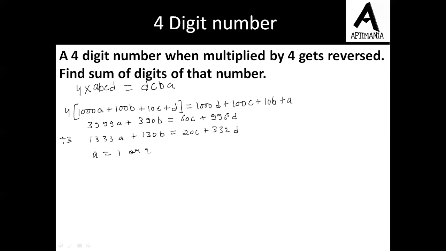Now second thing, this DCBA is an even number. Why even? Because this is something which we are getting after multiplying the number by 4. So 4 into something is definitely going to be even. So from here we can say that since A is the unit digit, it has to be even. So we can ignore this 1 as well. So we can definitely say from here that the value of A is 2.